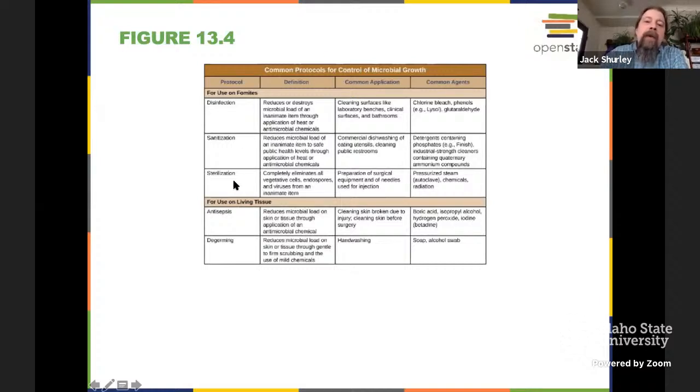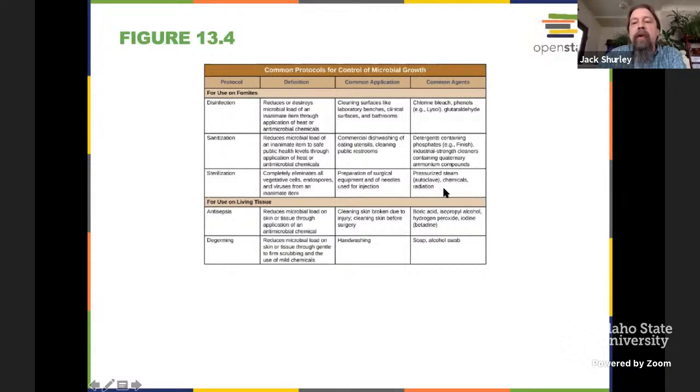Sterilization, when I think about this, it's more of a kill 'em all sort of approach. It eliminates all vegetative cells. It should also eliminate spores, as well as viruses from that inanimate object. So surgical equipment needs to be sterilized, needles, things like that. Tattoo shops should have an autoclave to sterilize their needles. If they don't have that, you better not be getting a tattoo from that person.